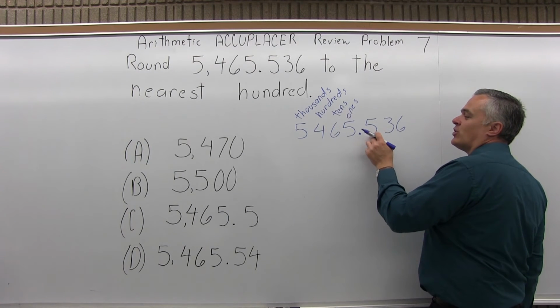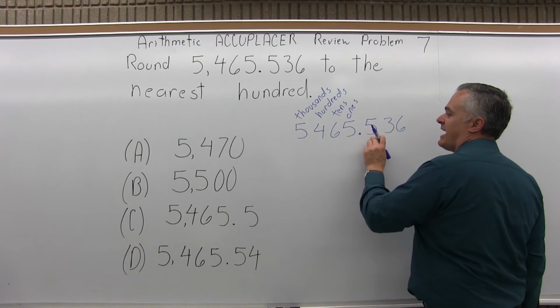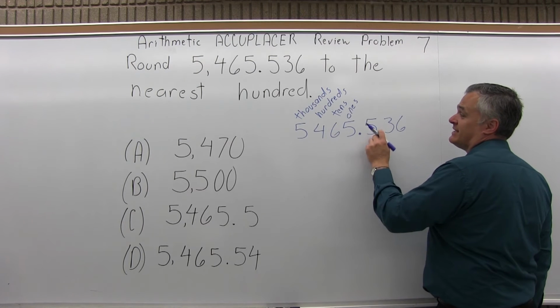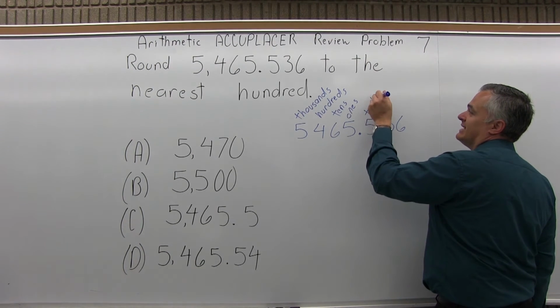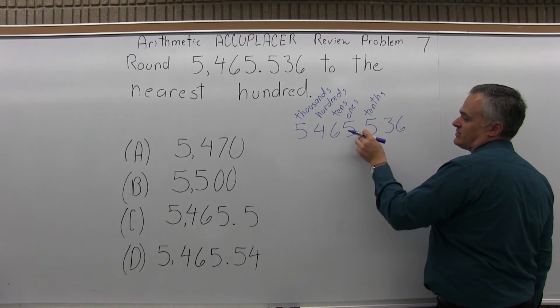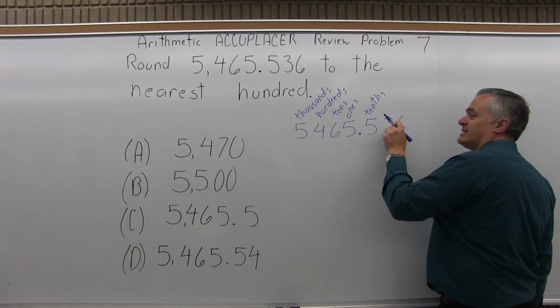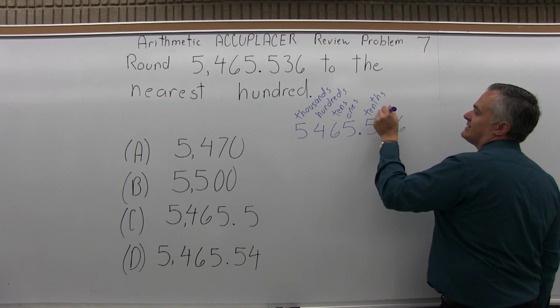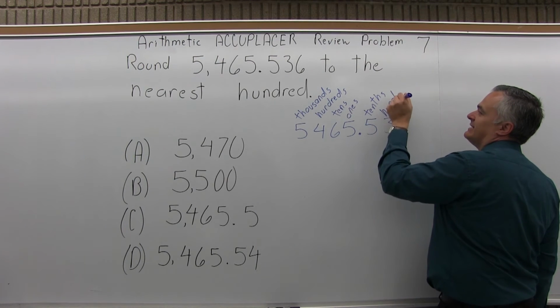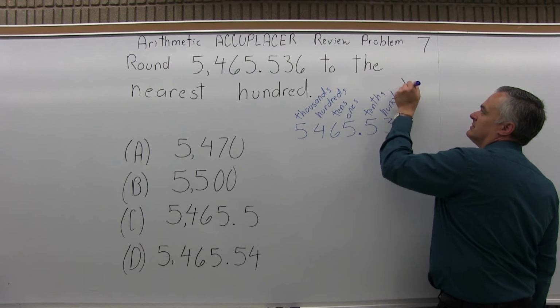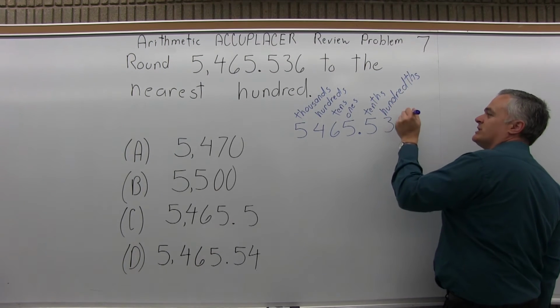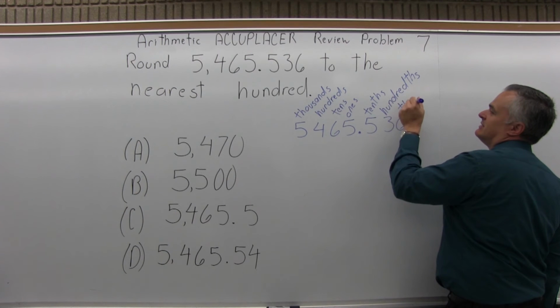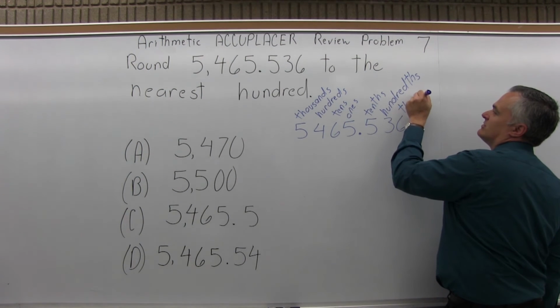Now, as I go to the right side of the decimal, the 5 that's one digit to the right of the decimal is the tenths, which ends in a TH. There is no oneths. It goes from the decimal to tenths. The next digit to the right, which is a 3, is the hundredths, which ends in a TH. And then the 6, which is one more digit, is the thousandths, again ending in TH.